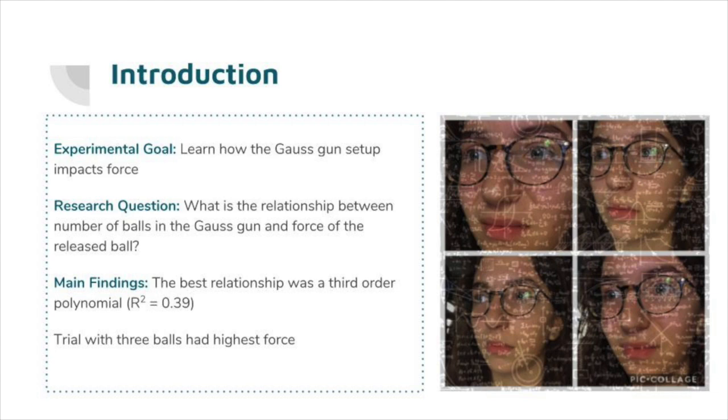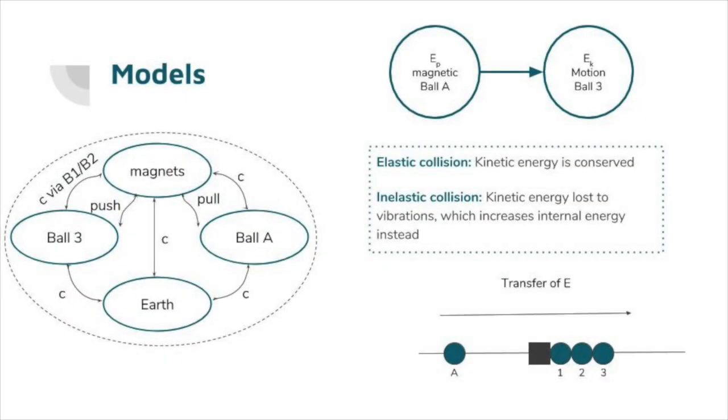The trial that had 3 balls attached to the Gauss gun had the highest force. Our main model for our experiment is in the lower right-hand corner, with ball A being rolled towards the magnet, which is the square, and the last ball on the end, in this scenario the 3 ball, being released, and the transfer of energy in the direction of the arrow.